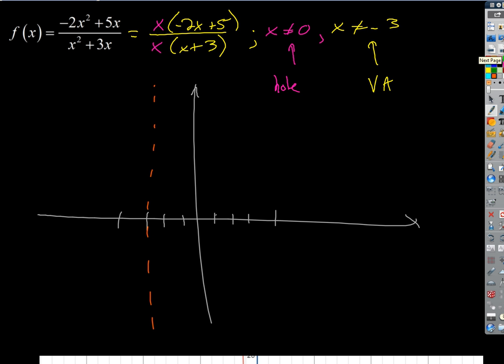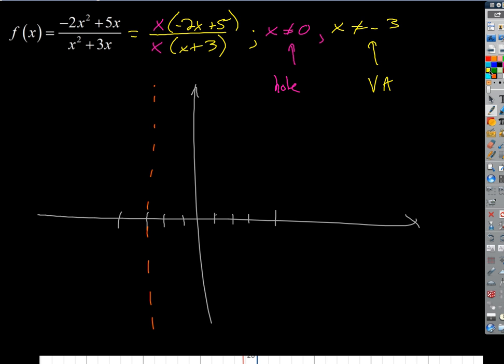-2x plus 5 over x plus 3. Yeah, it's going to look just like that one, isn't it? Only it's got a hole at 0. So wherever that function goes through 0, right? X equals 0, we're going to have to insert a hole there. That's it though, right? So what does that function look like?